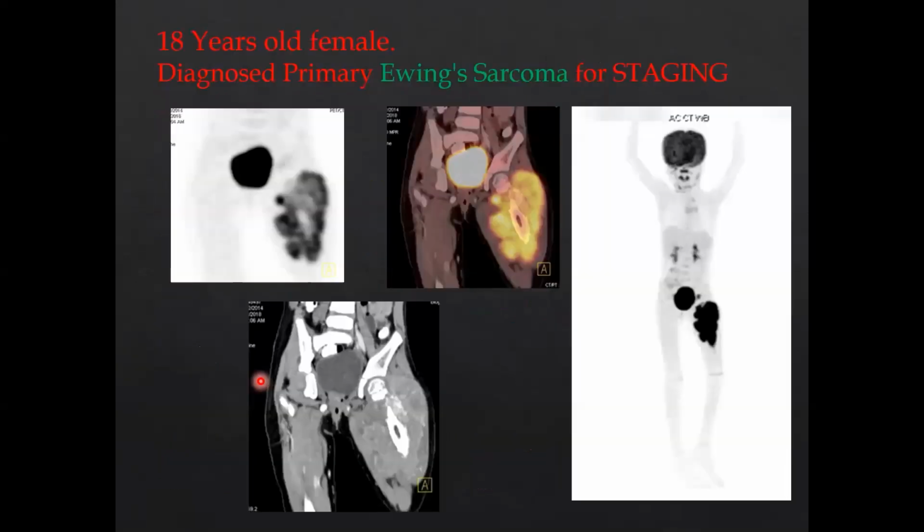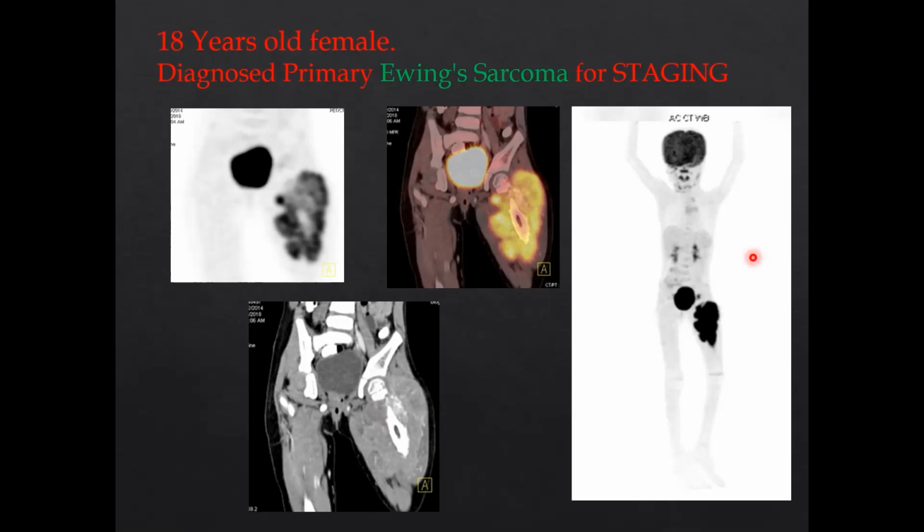So, now coming to the cases, I will be showing a blend of variety of cases where the application of PET is there in the musculoskeletal system. So, this was an 18 year old female diagnosed with primary Ewing sarcoma for staging. If you see, this is a local infiltrative lesion here which is involving the entire group of the thigh muscles here, but rest of the whole body is normal. This is urinary bladder uptake which is normal.